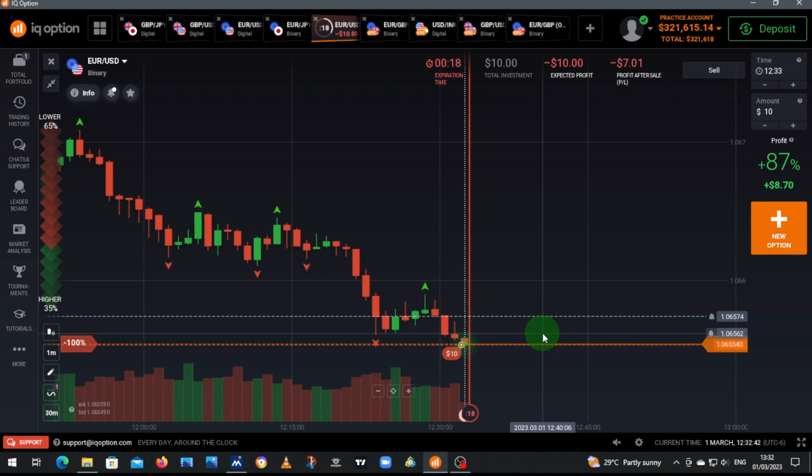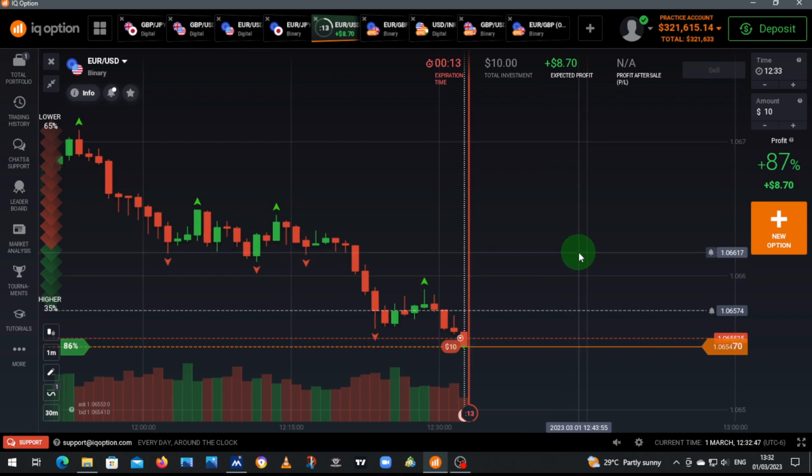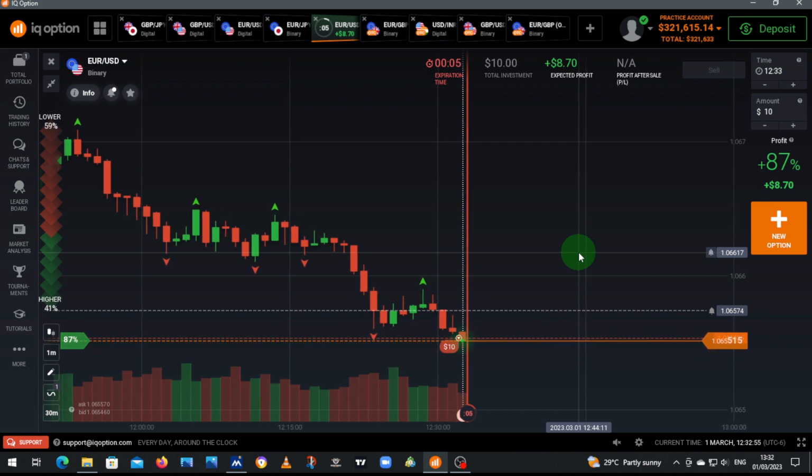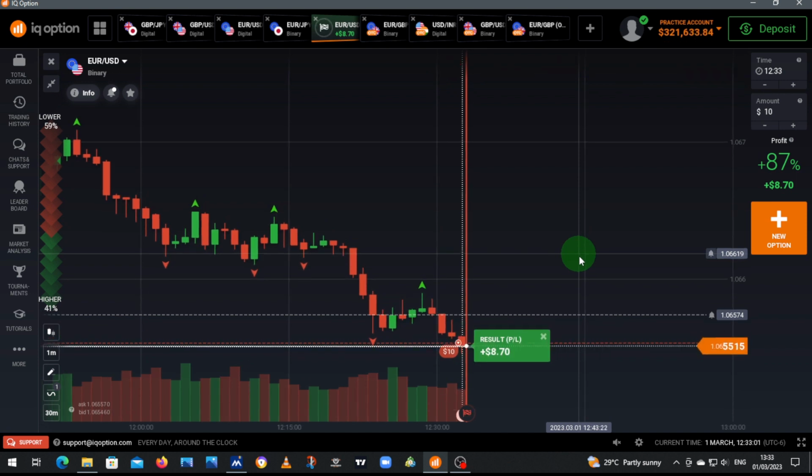And some of the times it really does minimize your loss. For example, you place a trade: $10 selling, $10 buying. Let's say you end up on the wrong side, you might end up only losing maybe $2, $3, $4, instead of $10. Yeah, so that's how it goes.